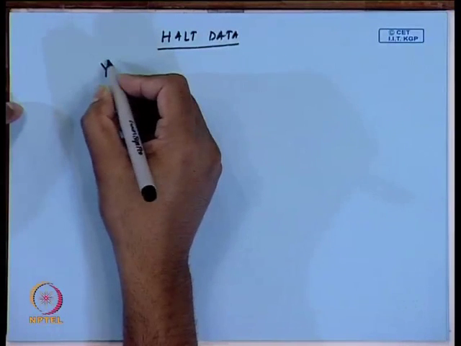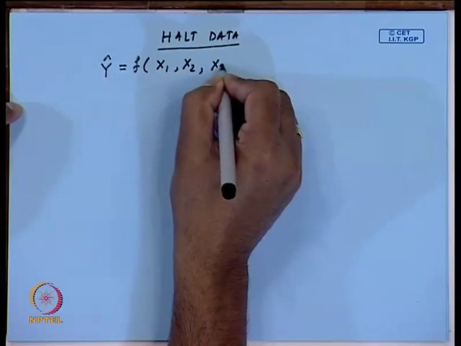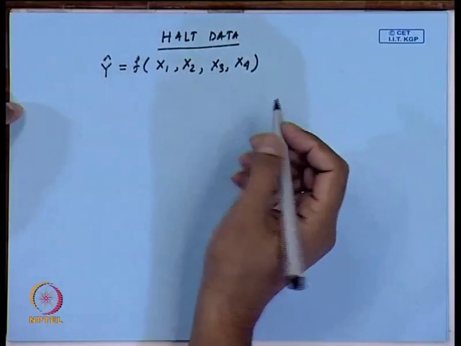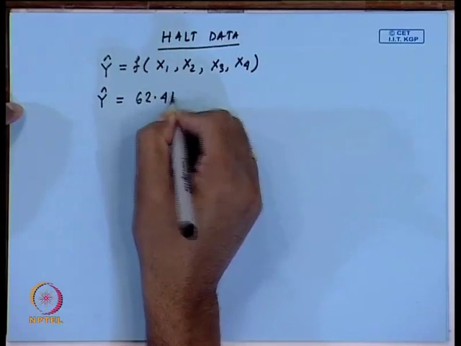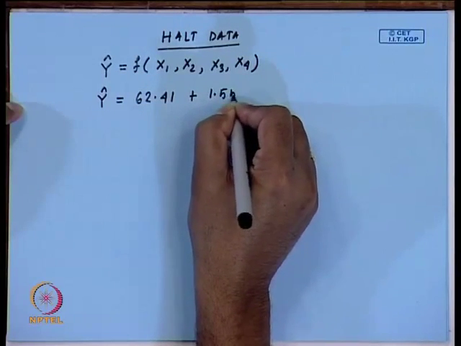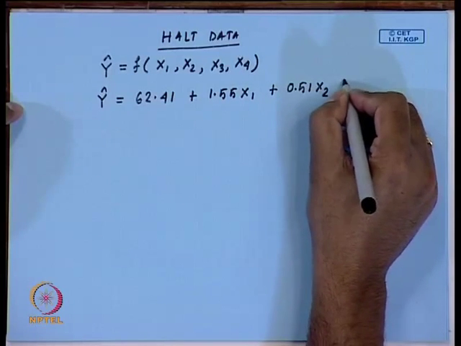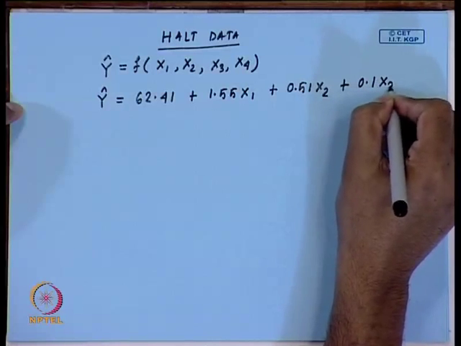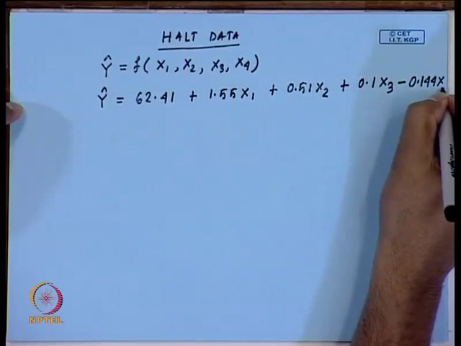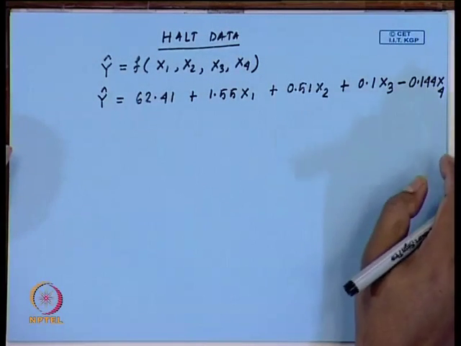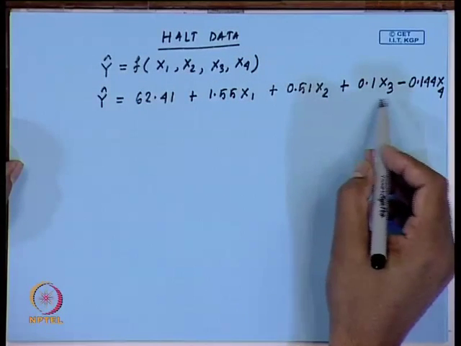So we'll first fit y as a function of all the four regressors variable x1, x2, x3, x4. That means you fit the full multiple linear regression model, and the fitted model is y hat, which is equal to 62.41 plus 1.55 x1 plus 0.51 x2 plus 0.1 x3 minus 0.144 x4. So this is the fitted model, and now what we want is that we look for the less significant regressor in this model.